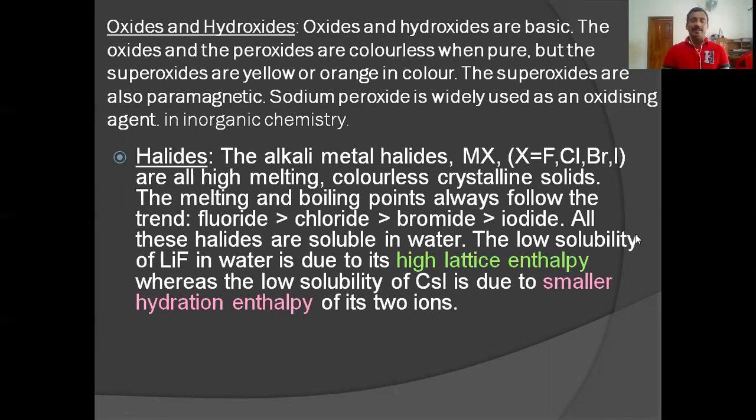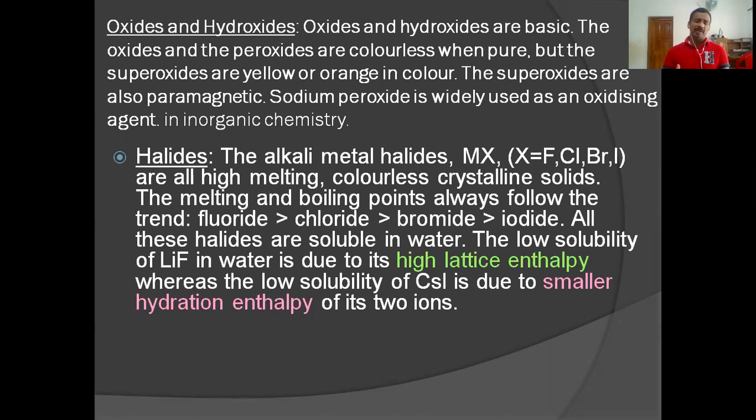Next one is halides. Sodium chloride is an example for halides of alkali metals. The alkali metal halides, MX, X means halogen: fluorine, chlorine, bromine, iodine, are all high melting, colorless crystalline solids. The melting and boiling points always follow the trend: fluorides greater than chlorides, greater than bromides, greater than iodides.